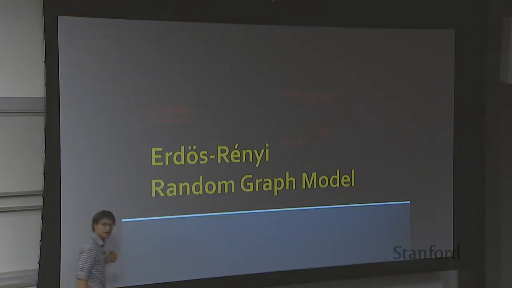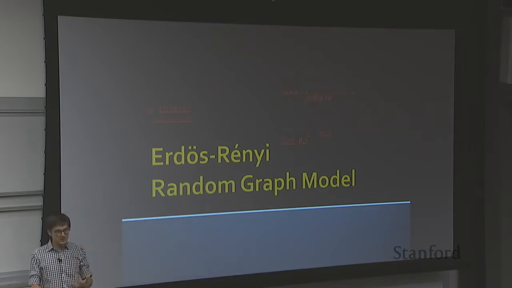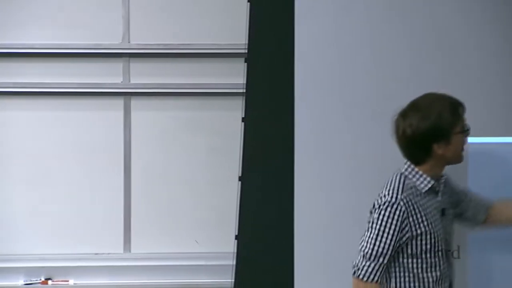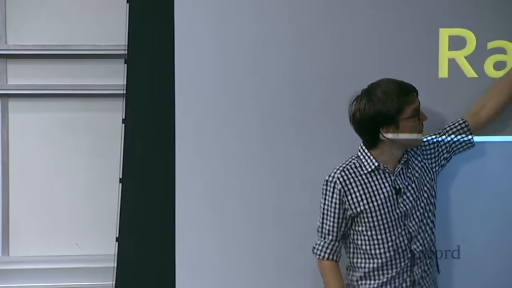So now what I want to do is show you the first, easiest, simplest graph model. It's named after two famous Hungarian mathematicians, Paul Erdős and Rényi, and it's called the Erdős-Rényi random graph model, or some people call it the Poisson random graph model. Let me tell you how this works. It's the simplest way to generate a graph. There are two variants of this model.